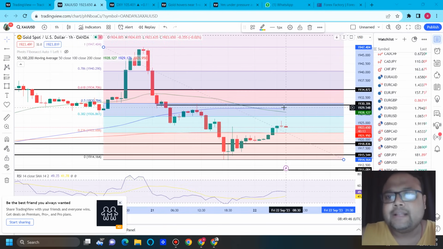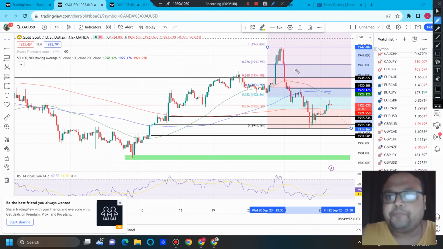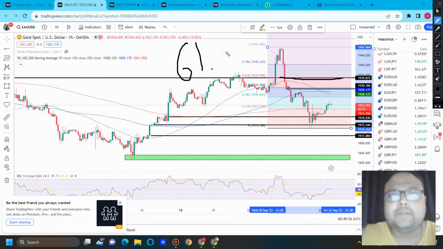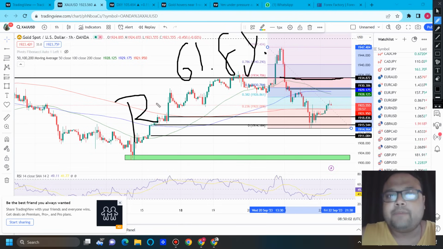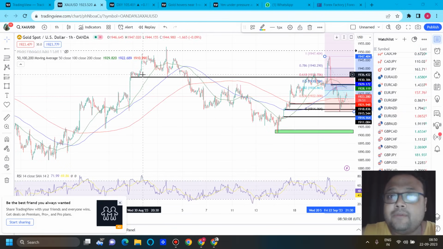And moreover, you can see that moving averages are also present as dynamic resistance. And 1934.35, because we have the Fibo 61.8% retracement level, along with the previous resistance. Okay, we also have previous resistance around this area. And if we zoom out the chart, we can see the same level worked as support.